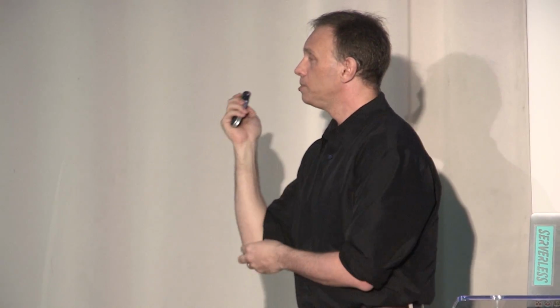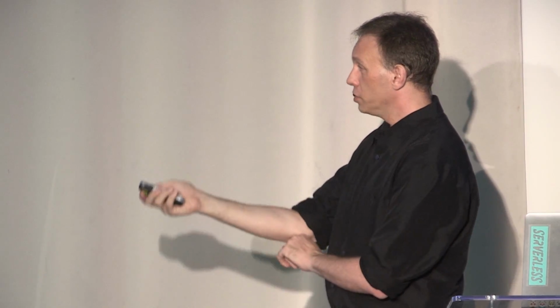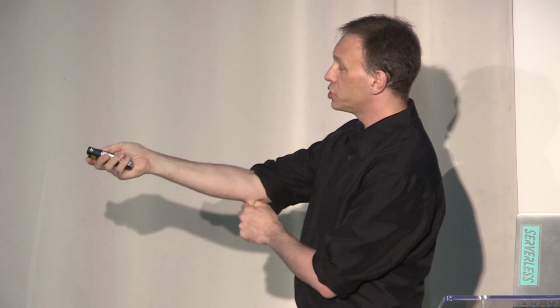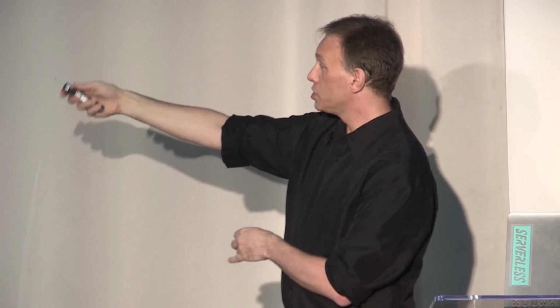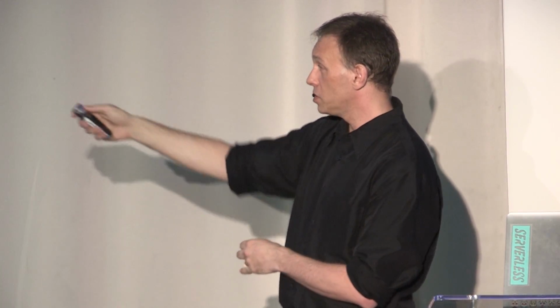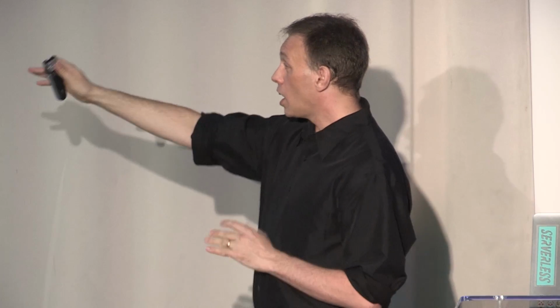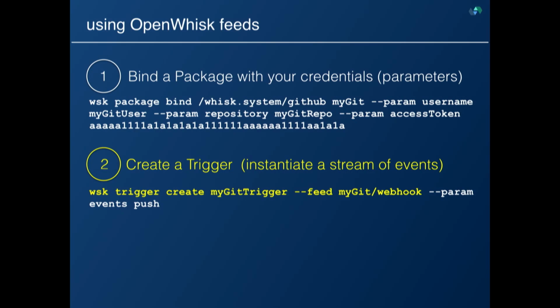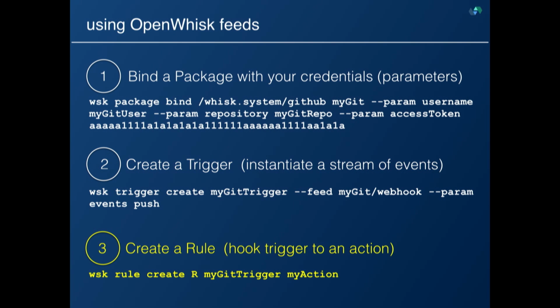Once you've created a package, you create a trigger. So I say whisk trigger create, and then I say myGit trigger. I say use this feed, and here's a parameter, in this case saying I'm interested in push events. And what happens under the covers, which I'm going to show you how to build, is that when you call whisk trigger create, there's something which is going to negotiate with the webhook API from GitHub to set up a webhook which is going to post to a URL which Whisk is listening to, and turn those into triggers, which then flow in as events into the OpenWhisk ecosystem, and you can then associate with rules and actions. And that would be the next step.